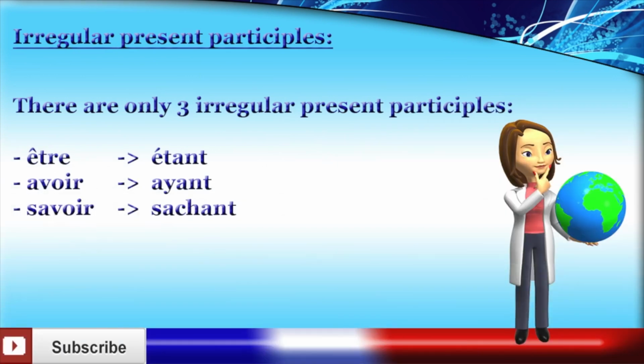This method works with nearly every verb in French. The only exceptions, and there are only 3 exceptions, are the verb être, avoir, and savoir. The present participle for être is étant, étant. For avoir is ayant, ayant. And for savoir is sachant, sachant.